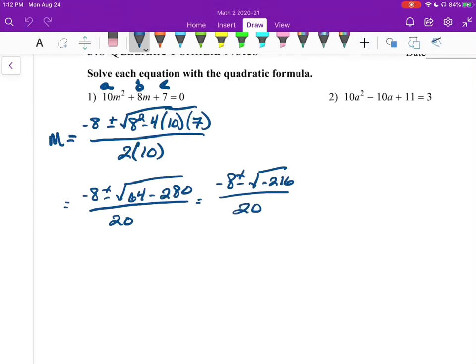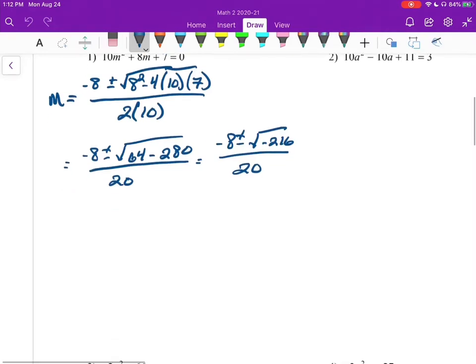Now, 216, I want to say is a perfect square, but I'm not 100% on it. Let me type it in. Root 216. Yeah, no, it's not. We can pull out an i though, so let's do that. We'll say negative 8 plus or minus i root.